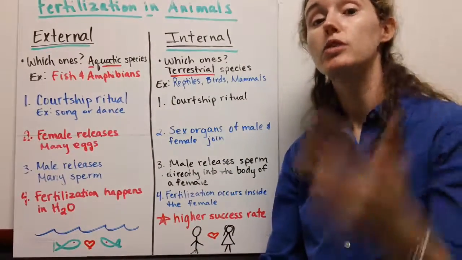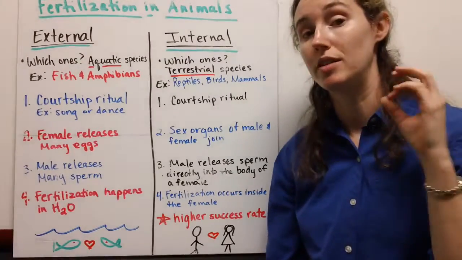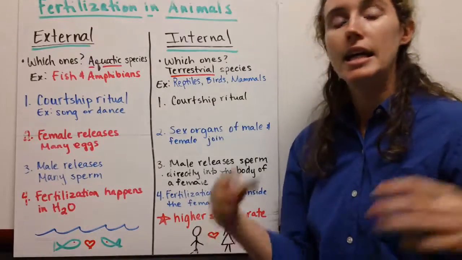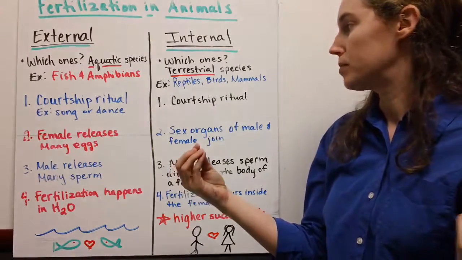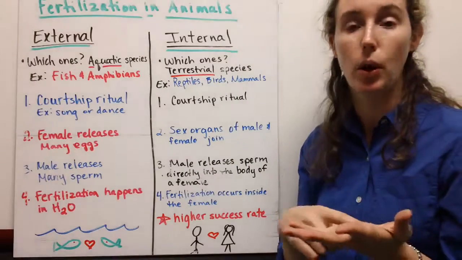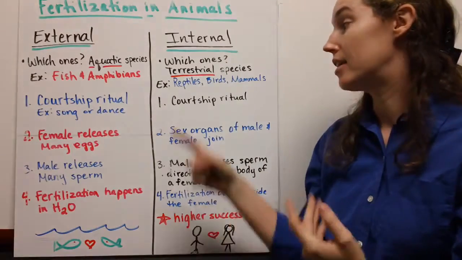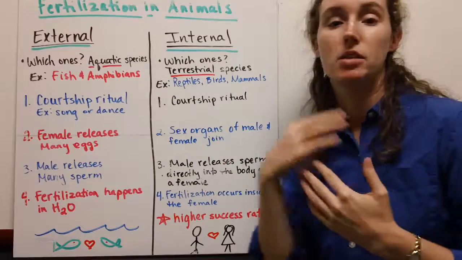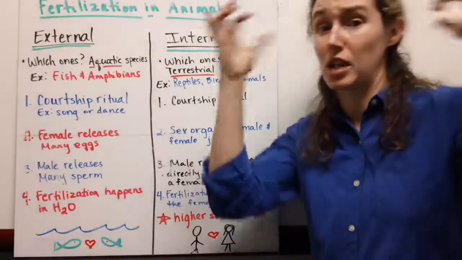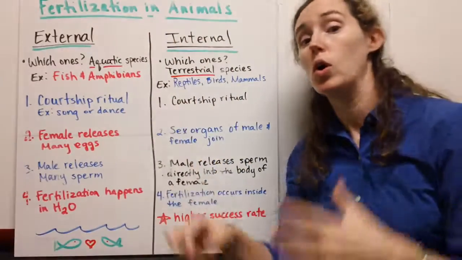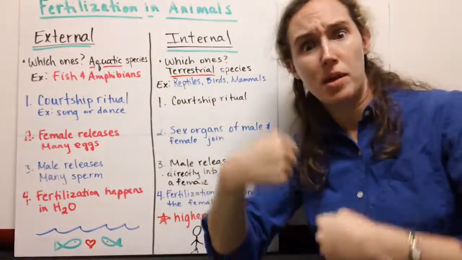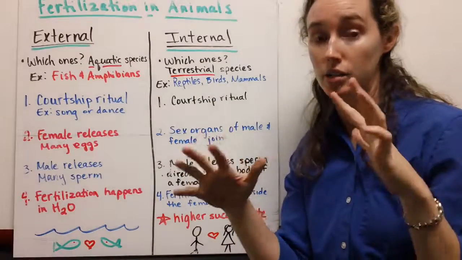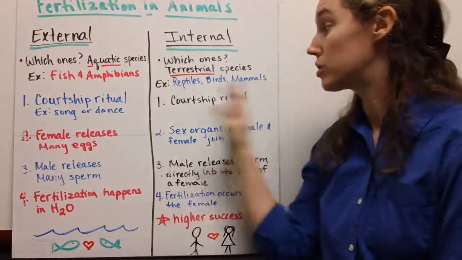Whereas your terrestrial organisms, or organisms who live on land, are going to do internal fertilization. Internal fertilization is super simple, right? This is going to be our reptiles, our birds, and our mammals. And they too are going to engage in some sort of courtship ritual. Maybe it's a song, maybe it's a dance, maybe it's just like I have the biggest antlers, or I'm a ram and I'm going to slam into this other guy and aren't I impressive? So there's all kinds of fun things that actually attract organisms to each other.